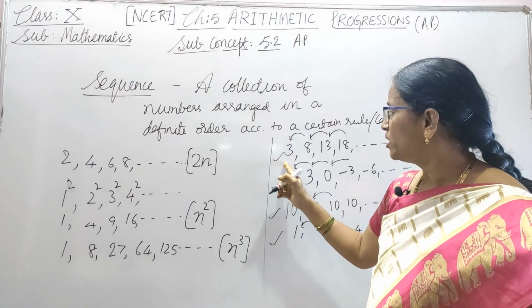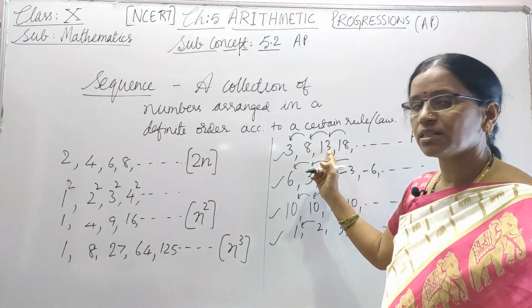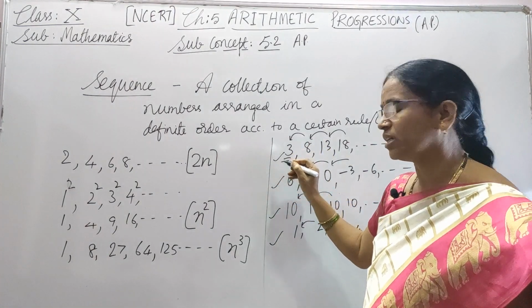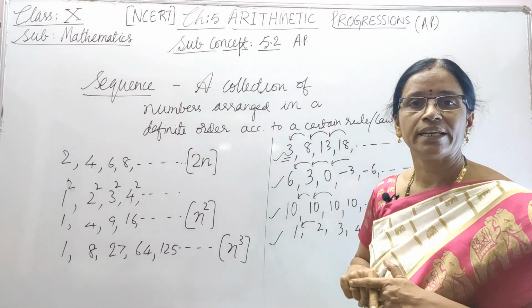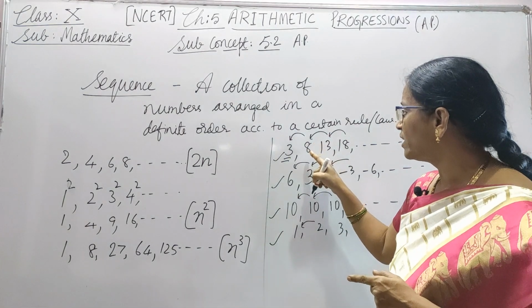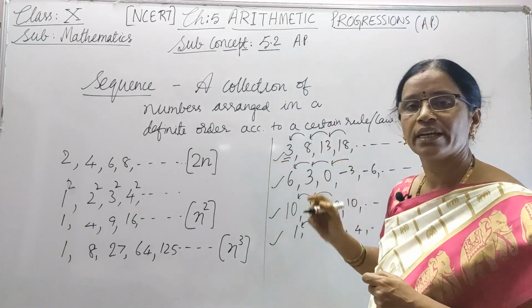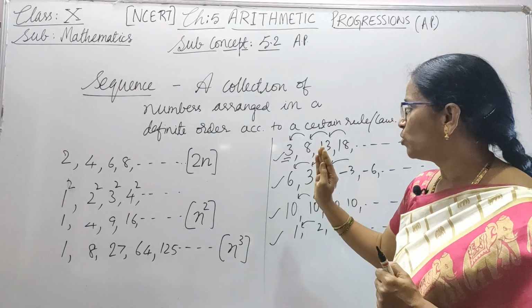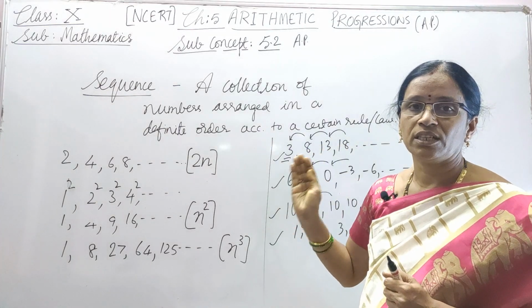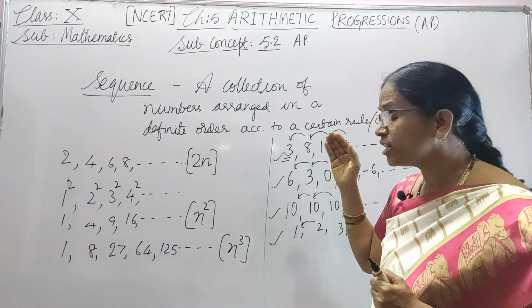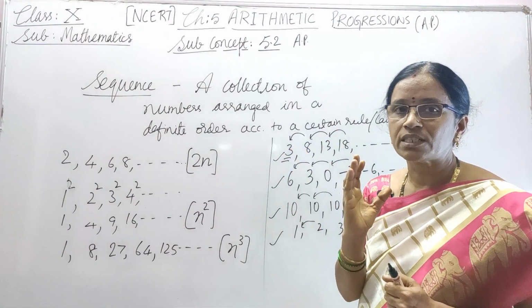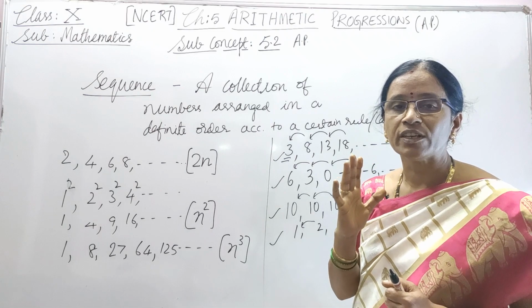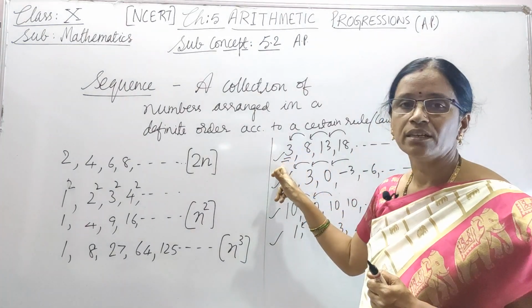Okay. So here, how do we get the next term? Suppose I fix this number 3. If I add 5, I'll get 8. Again, if I add 5, 8 plus 5, I'll get 13, isn't it? So this arithmetic progression is a sequence in which every term is got by adding a fixed number to its preceding term.